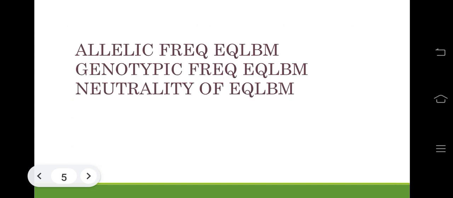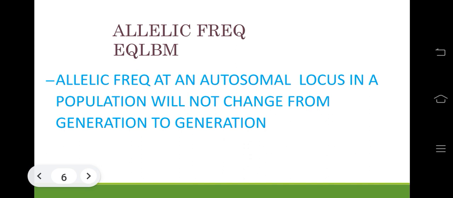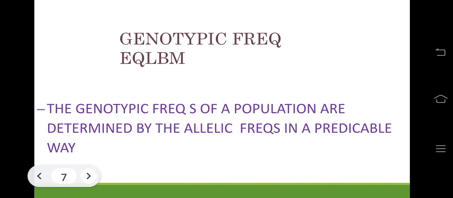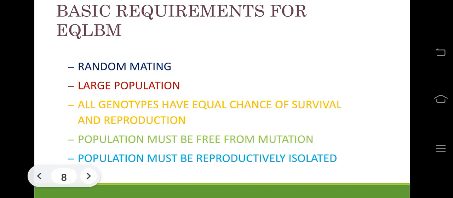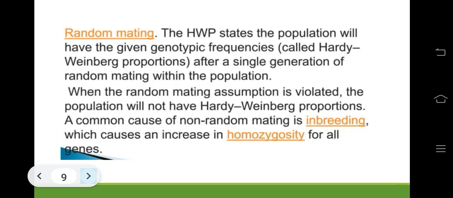Allele frequency equilibrium, genotypic frequency equilibrium, neutrality of equilibrium. First, allele frequency equilibrium: allelic frequency at an autosomal locus in a population will not change from generation to generation. Then genotypic frequency equilibrium: the genotype frequencies of a population are determined by the allelic frequencies in a predictable way. Then basic requirements for equilibrium: random mating, large population. All genotypes have equal chance of survival and reproduction. Populations must be free from mutation. Population must be reproductively isolated.